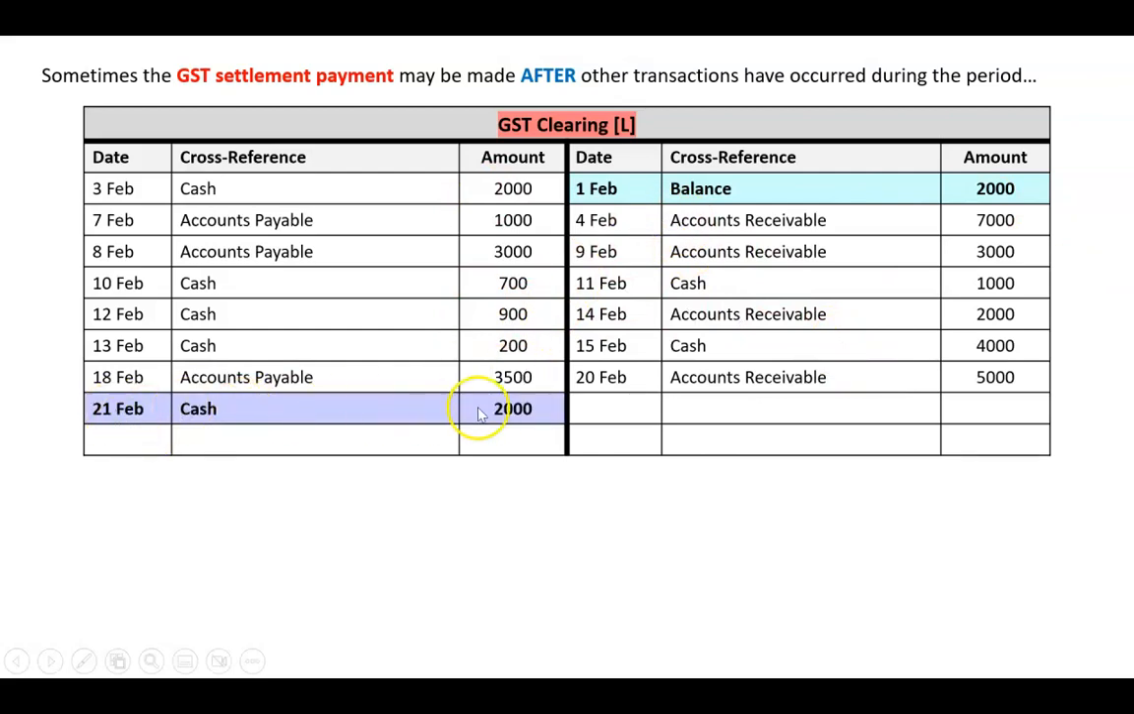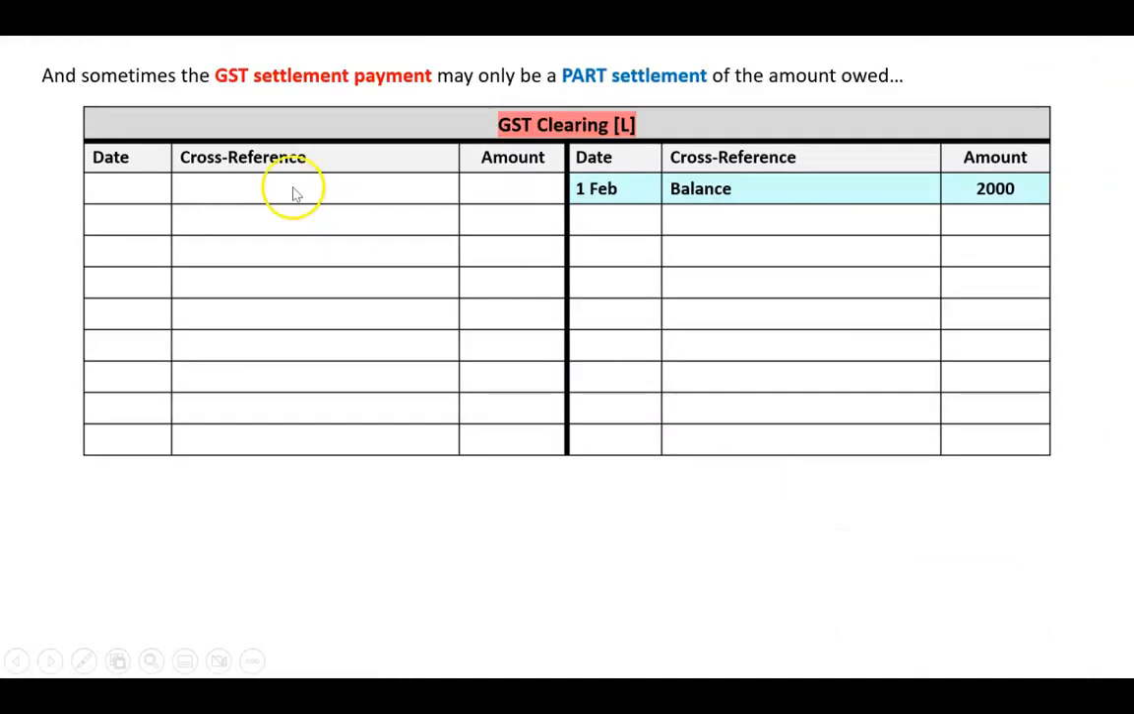We just put it down here in date order. And we say, there we go. There it is. That is the settlement payment to clear out the original balance. So the balance is actually 1st of February, but really that's the balance from January, and we're settling that on the 21st of February.